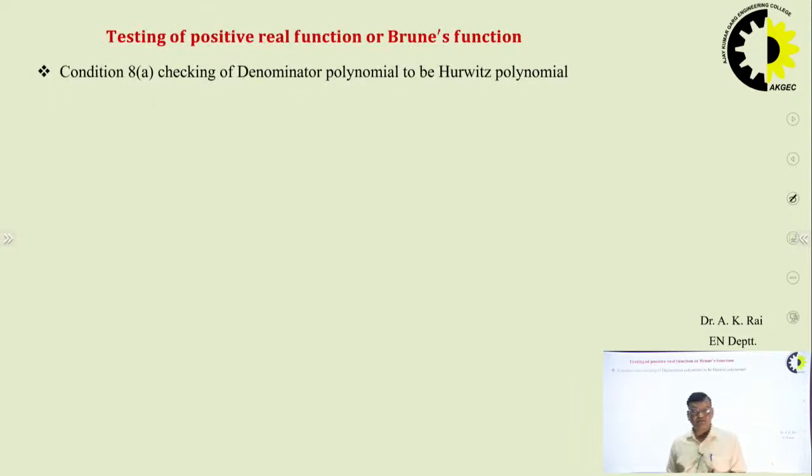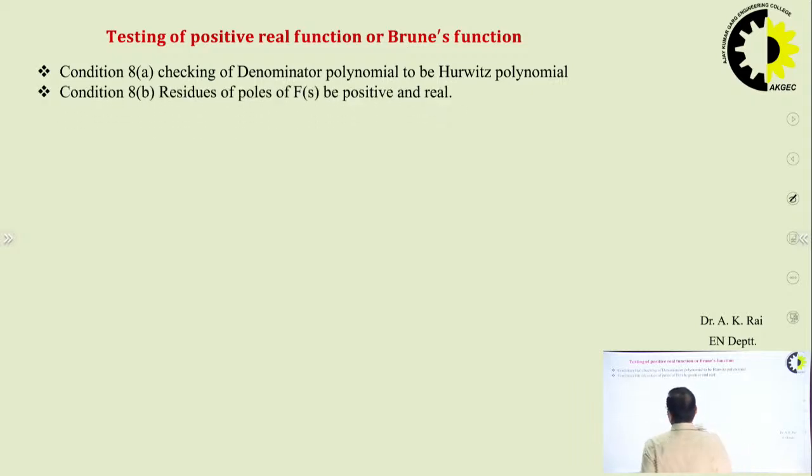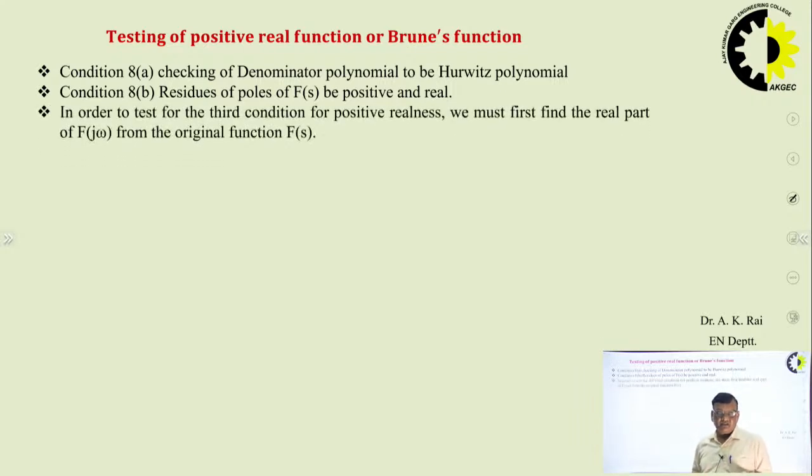Then how will we carry out the testing? For condition 8a, check that the denominator polynomial is Hurwitz. Then for condition 8b, carry out the partial fraction expansion and find the constants k1, k2, kn. If they are real and positive, then condition 8b is satisfied. In order to test the third condition, for positive realness, what will we do?